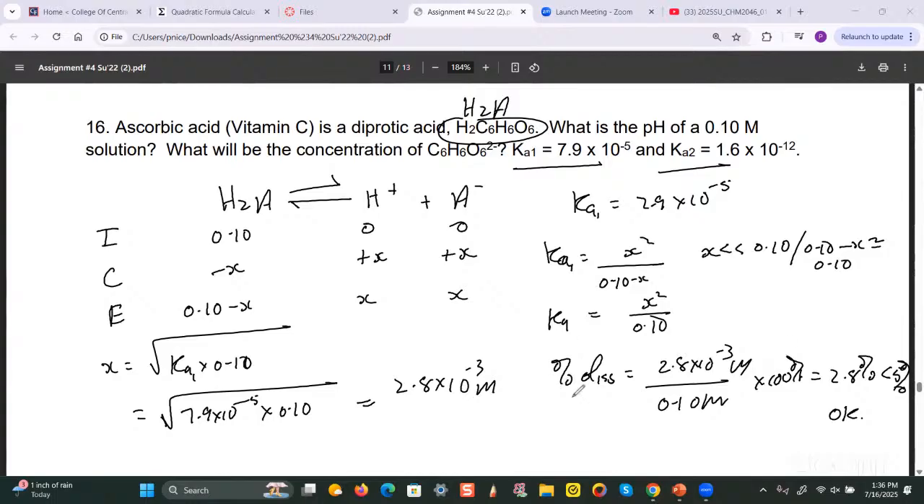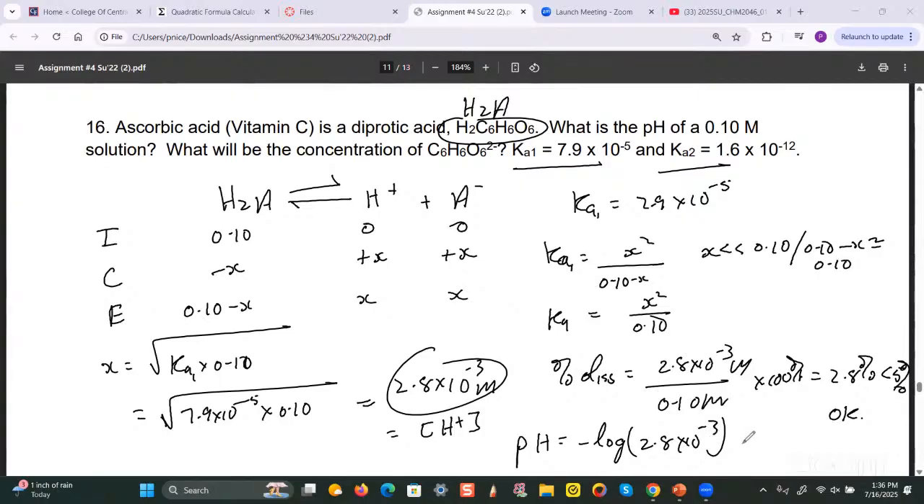So all we have to do from here is use this value for the concentration of H plus and find the pH. So the pH is equal to minus log of 2.8 times 10 to the minus 3. So let's see what this gives, 2.8 times 10 to the minus 3, and then we do the log. According to my calculation, this works out to be equal to 2.55, rounded off to 2 decimal places. And that's how you do that. All right? Any questions?